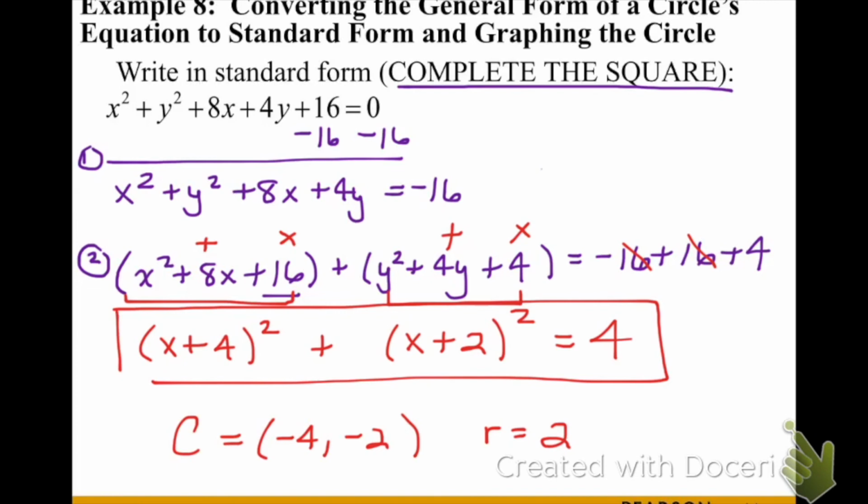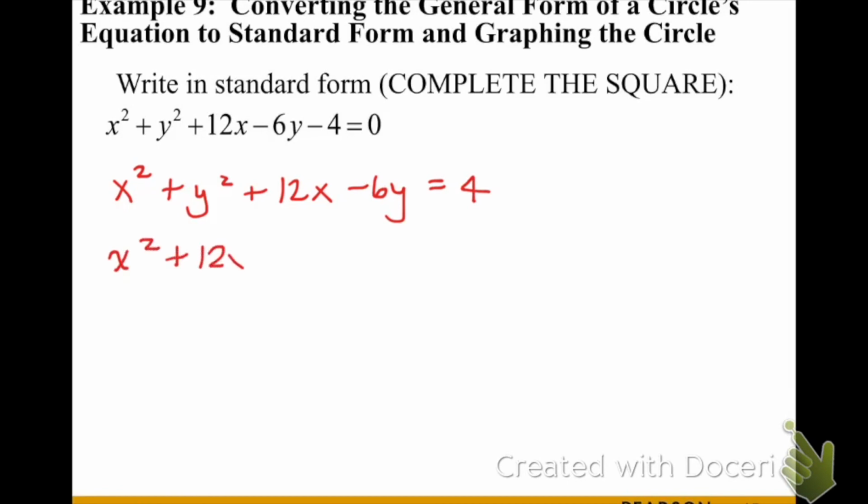Let's try this again with another example. Consider the general form of the equation, and let's go to standard. So we're going to go ahead and add over the constant term first, giving us x squared plus y squared plus 12x minus 6y equal to a positive 4. From here then we want to group our x terms together, leave a little bit of space for our completing the square, and we're going to group our y terms together. Again, leaving a little bit of room to complete the square.